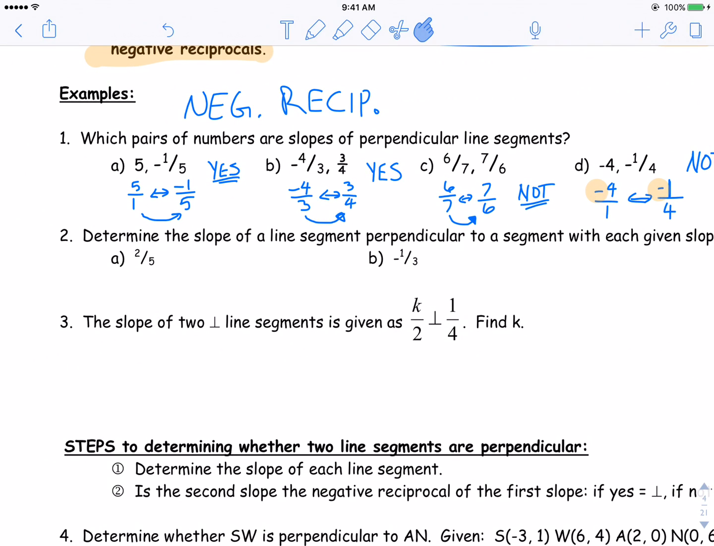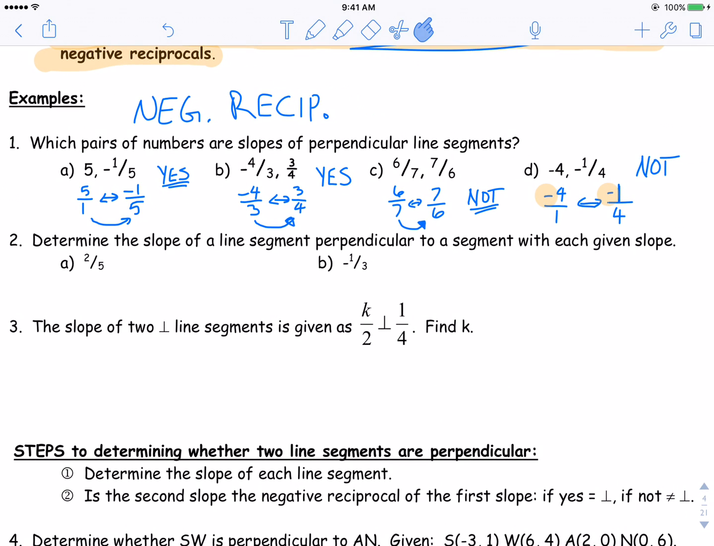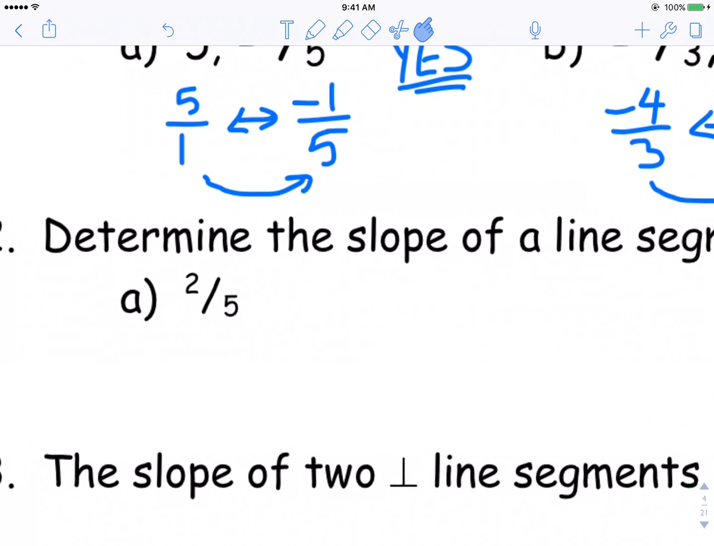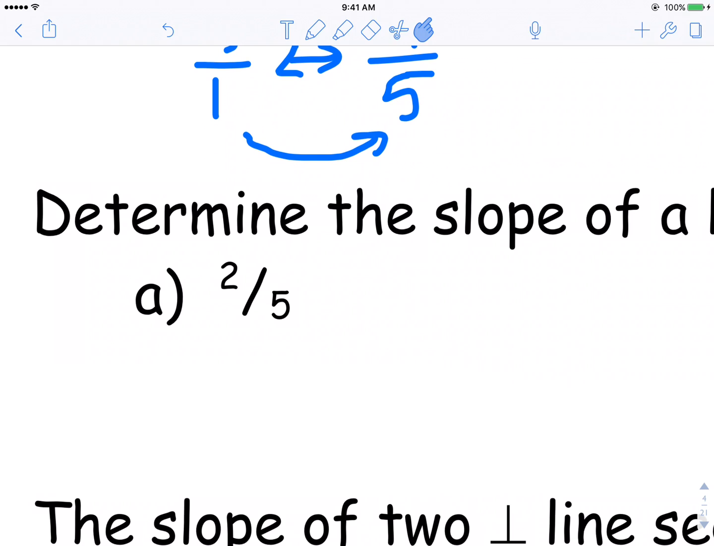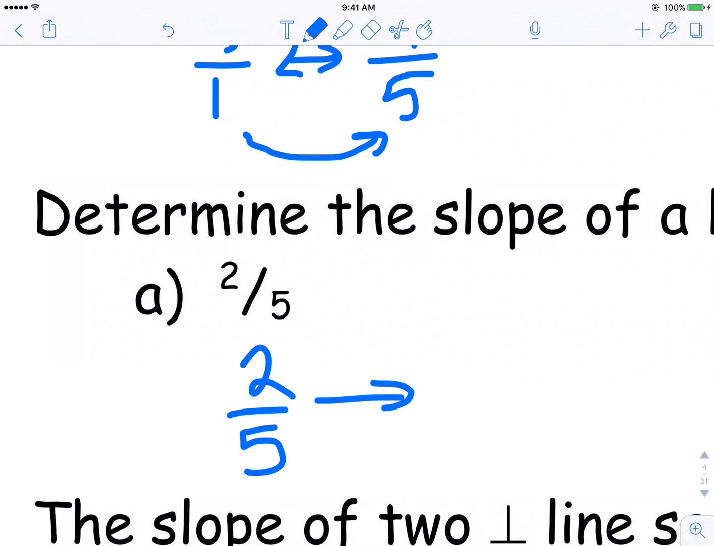Question 2. Determine the slope of a line segment perpendicular to a segment with each given slope. As hard as this may seem, what is the perpendicular slope to 2 over 5? Well, I change the sign and I flip the fraction. Negative 5 over 2. It's that simple.